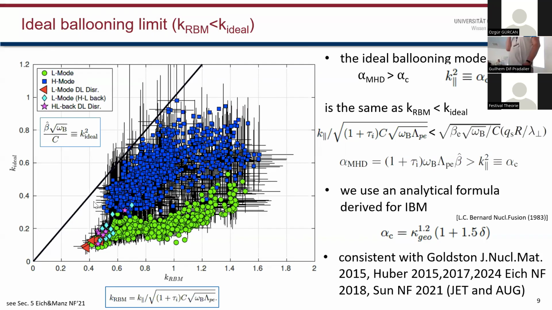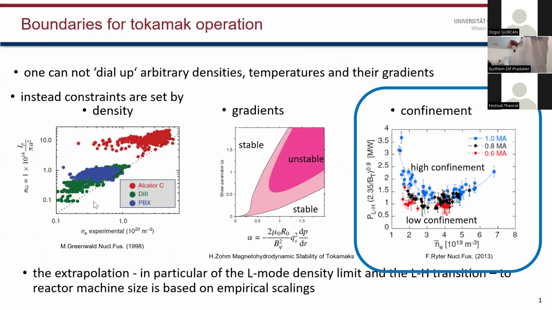But this works, and it's completely consistent with Goldstein's approach for edge mode density limit values from the 2015 paper. And it's consistent with the data set then from Huber, from JET, from 2015, 17, 2024, with I 2018, and then for Sunny from 2020. So this is pretty much, I guess, but we also know ideal MHD is working, so yeah, it's working here too. Okay, then we go for confinement.